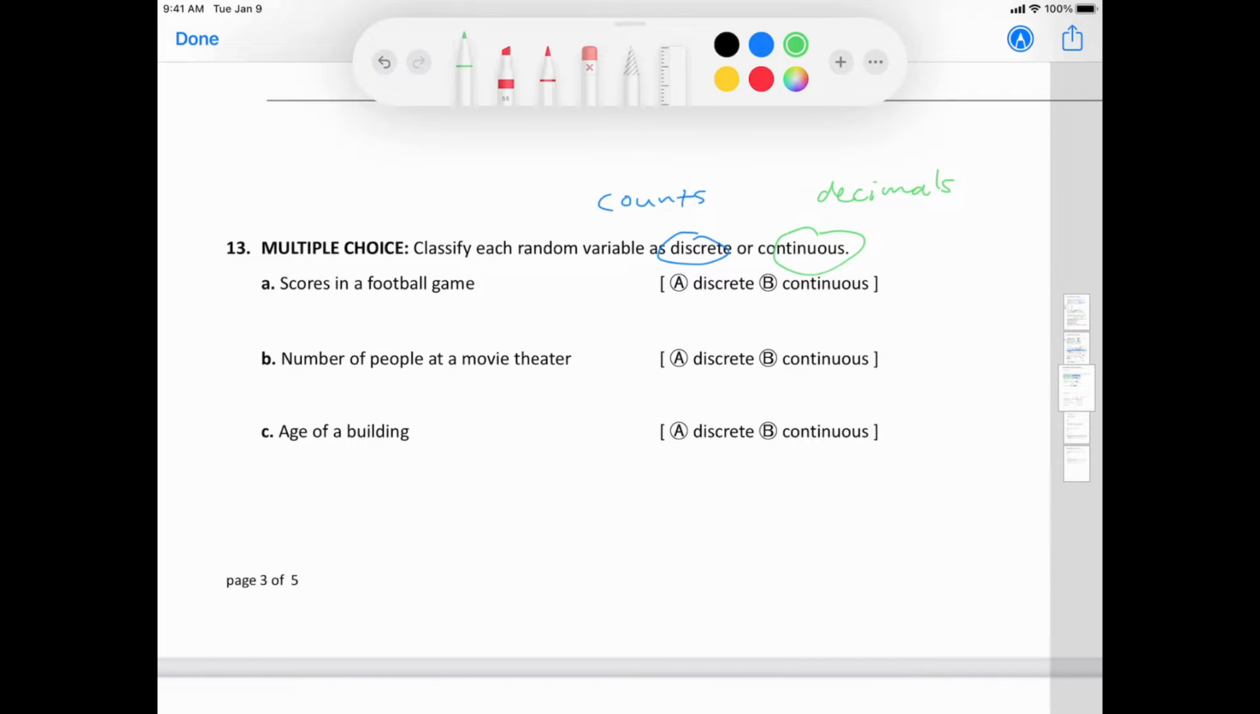Okay, scores in a football game, well, that would be discrete, right? It's just like 1, 3, 7, they're counting numbers. 3B, the number of people at a movie theater, same thing, that is discrete. You can't have 13.2. And then C, age of a building, you can have decimals because you might have like 14 years and 2 months. Well, you can change 2 months to over 12 months and get a decimal. So that would be continuous.